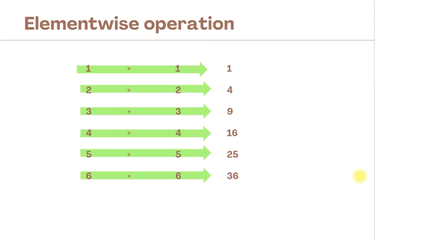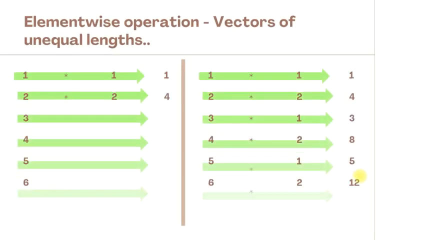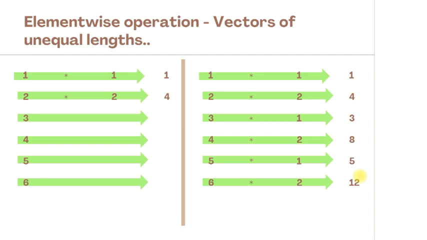Now suppose we have two vectors of unequal length. What will R do in that case? Well, R will repeat the shorter vector until it is as long as the longer vector. Please note that this is not a permanent change. The shorter vector will be of its original size after R does the math. Now let's try these operations in RStudio.